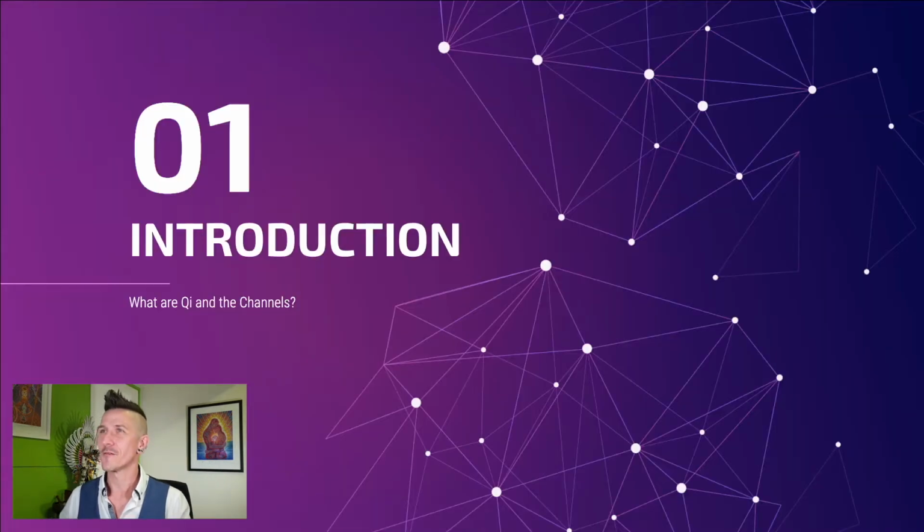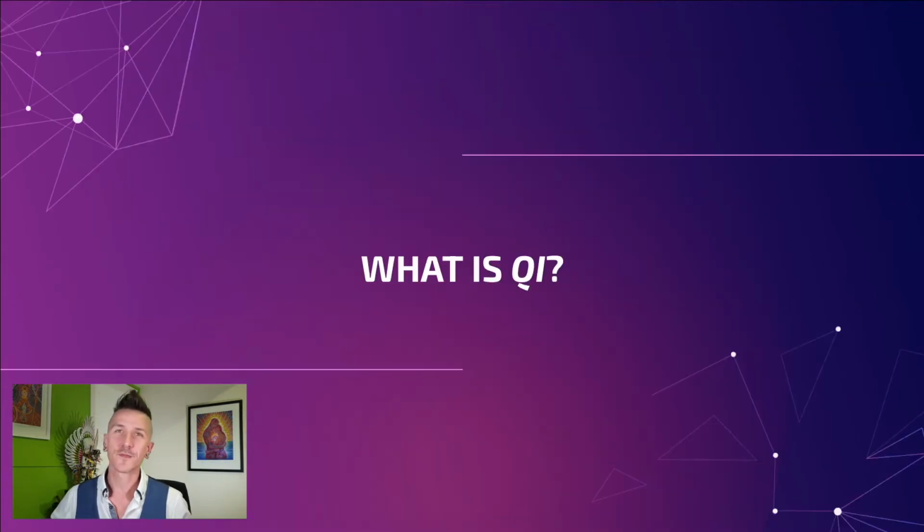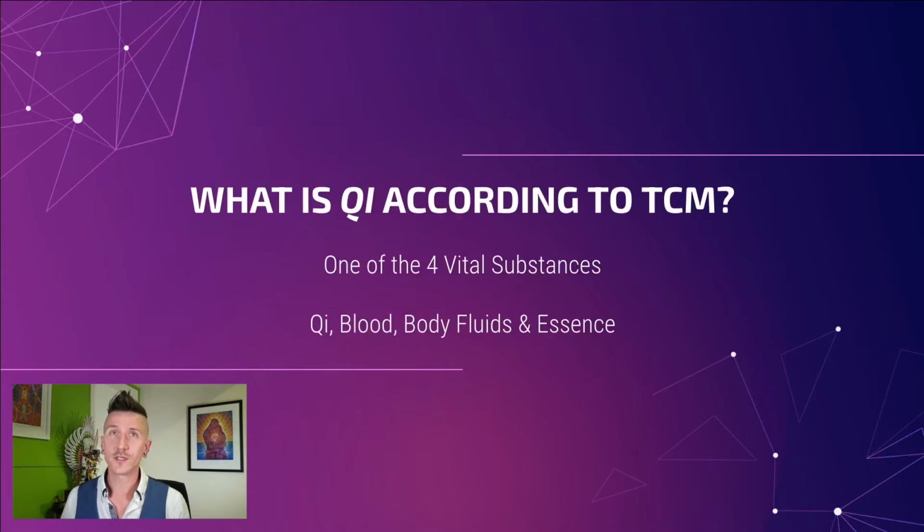So off we go. So introduction, what are Qi and the channels? So the million-dollar question, what is Qi? Well, according to traditional Chinese medicine, it's one of the four vital substances. So we've got Qi, blood, body fluids, and essence.